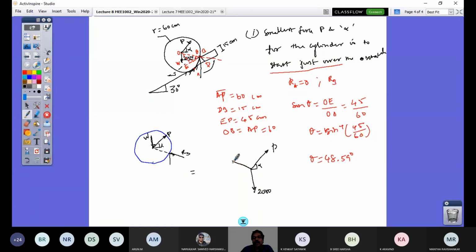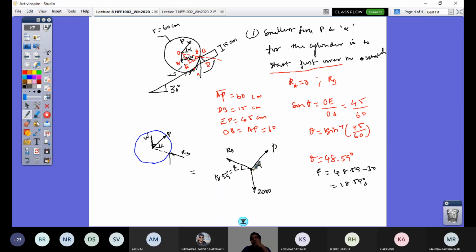So I would have here my RB, this angle would be 48.59, say this angle is beta. So this angle beta would be 48.59 minus 30. So it's going to be 18.59 degrees. This is 18.59 degrees. Right? So now I can find out what is P.